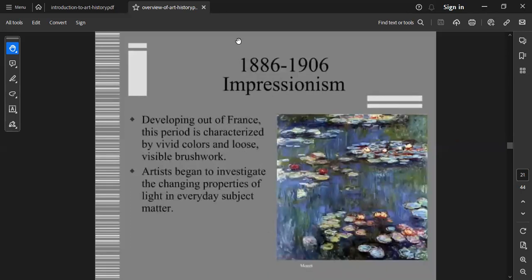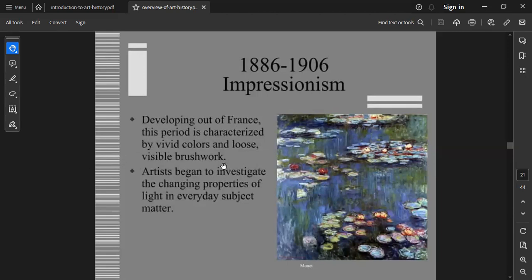Then we have Impressionism, from 1886 till 1906, and this basically developed in France. This period is characterized by vivid colors and loose visible brushwork. These are the characteristic features that you should remember: vivid color, very high saturation value, least use of black and gray, bright colors, bright hues, and visible brushwork.